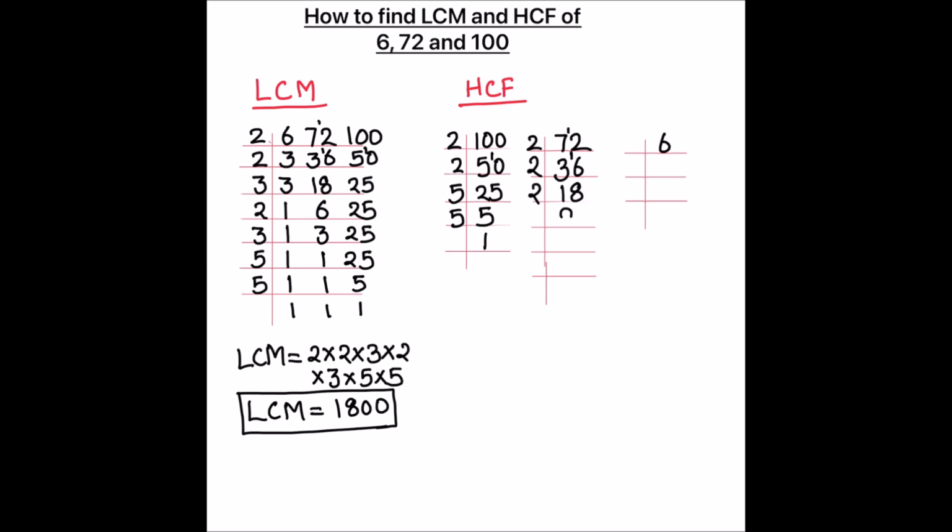2 times 9 is 18. And 9 is divisible by number 3. 3 times 3 is 9. And 3 times 1 is 3. Let's divide number 6. 2 times 3 is 6. And 3 times 1 is 3. So all the numbers are fully divided.